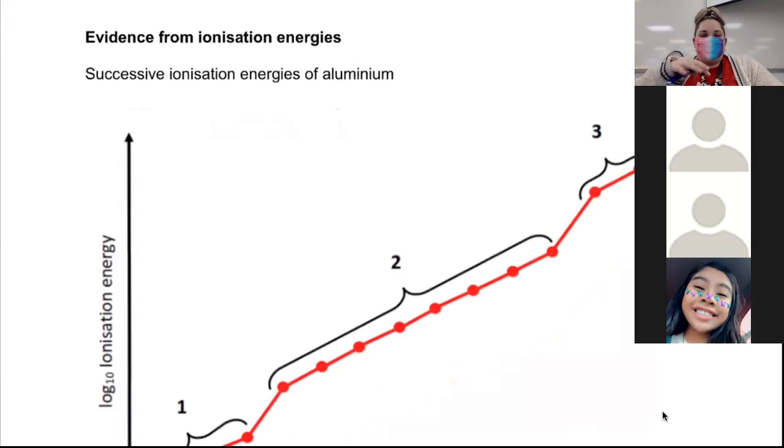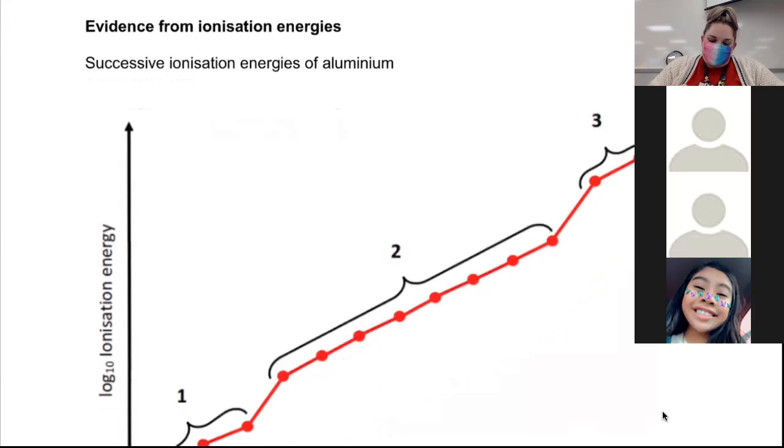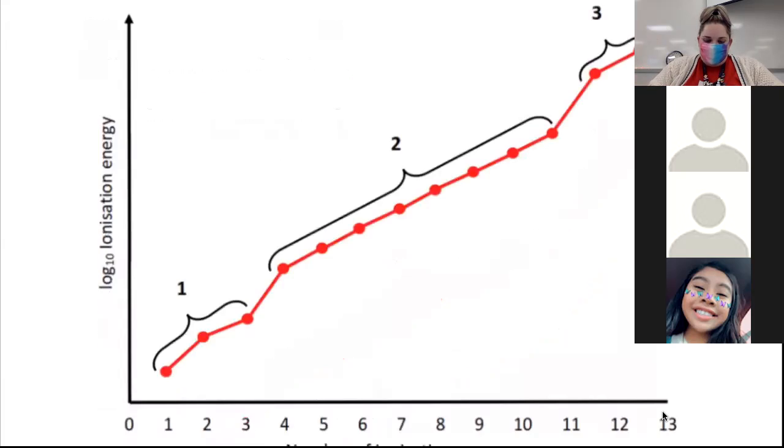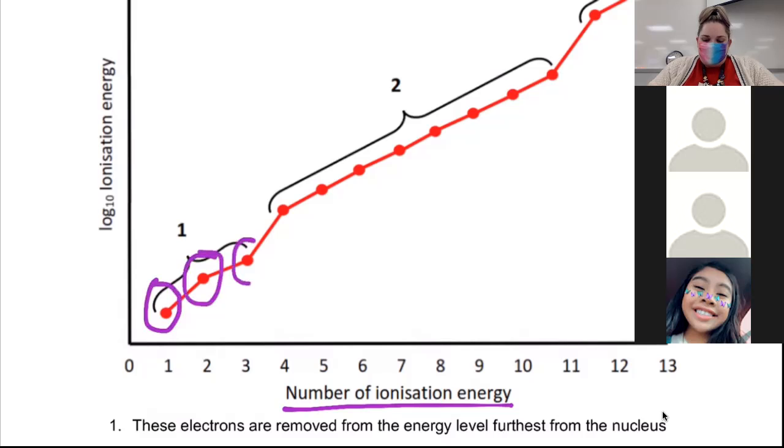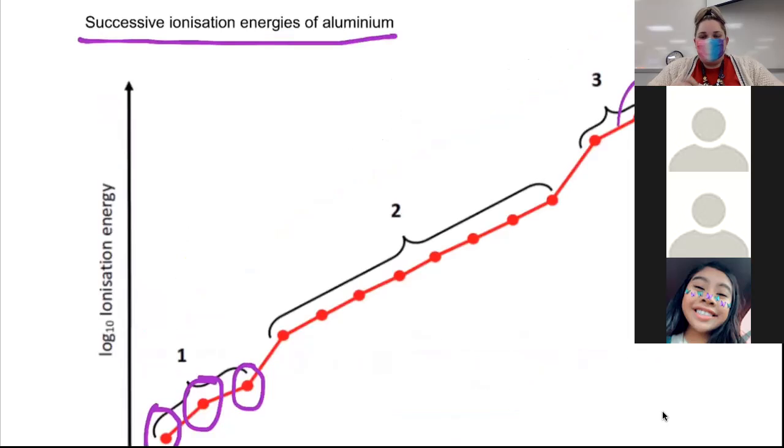The last part of this is some graphical evidence. This graph has the successive ionization energies of aluminum. Successive means they're all happening in a row, one right after the other. On the x-axis, it's the number of the ionization energy, meaning which electron I'm removing. Down here, I'm removing the first electron, then the second electron, then the third one, all the way up. Since I'm talking about aluminum, this should end at number 13 up here, because aluminum's atomic number is 13. It's got 13 protons and 13 electrons.